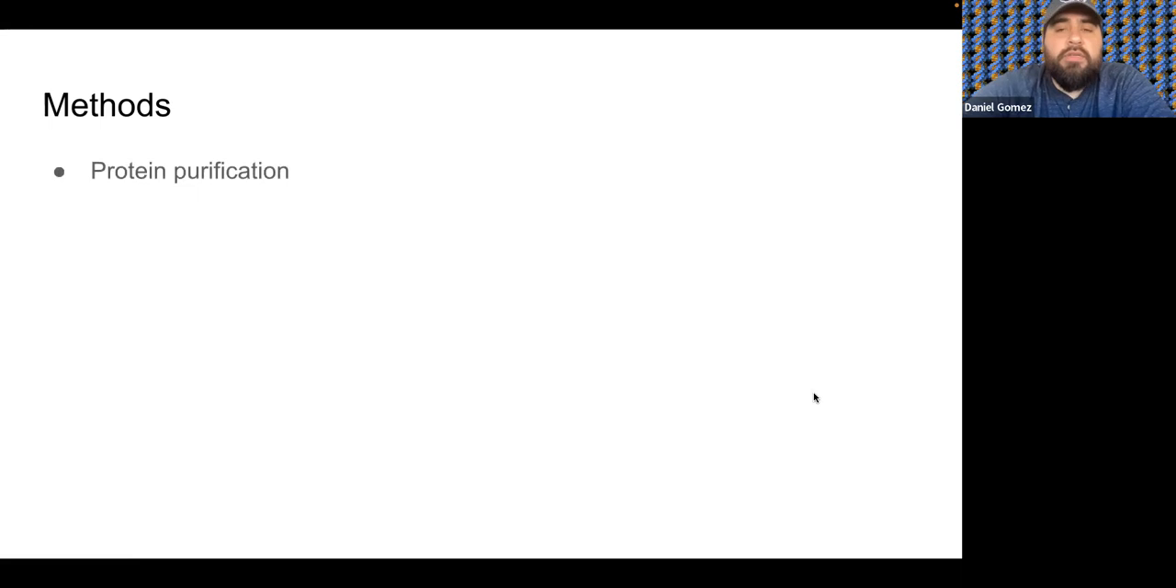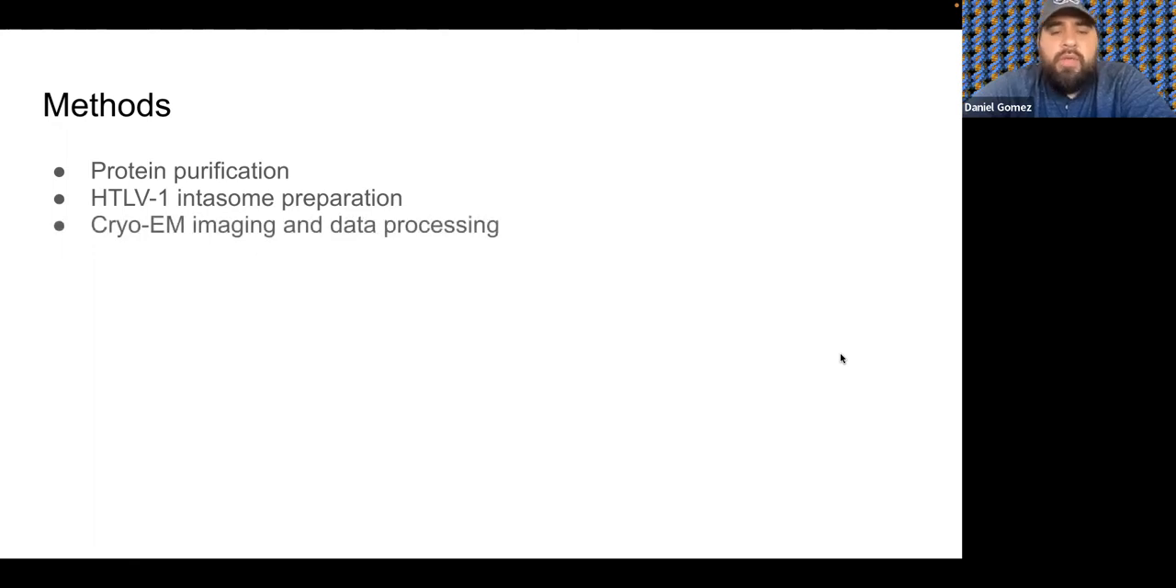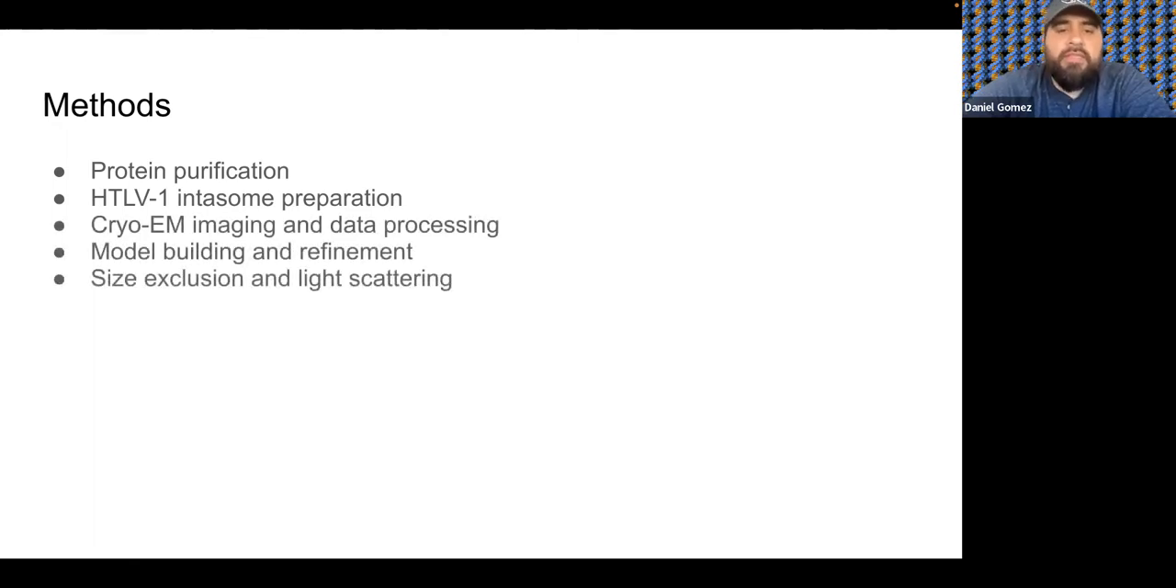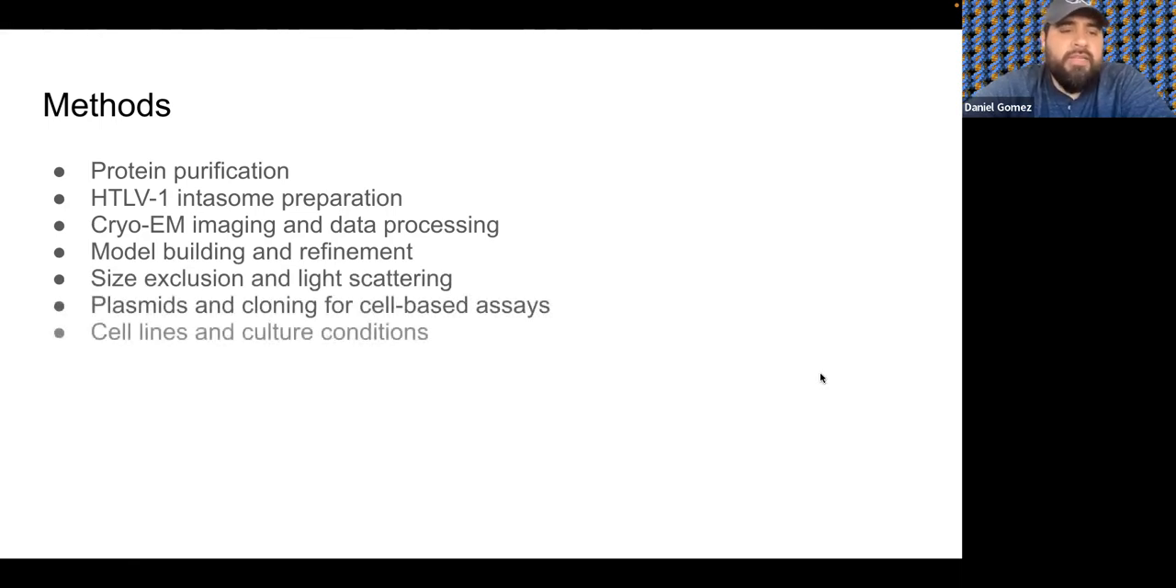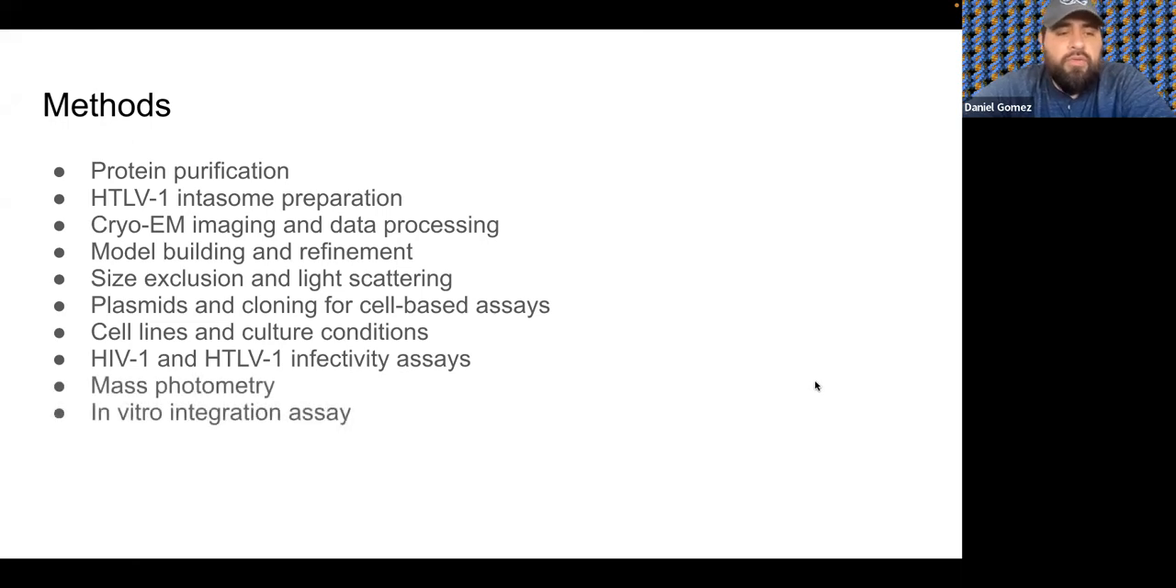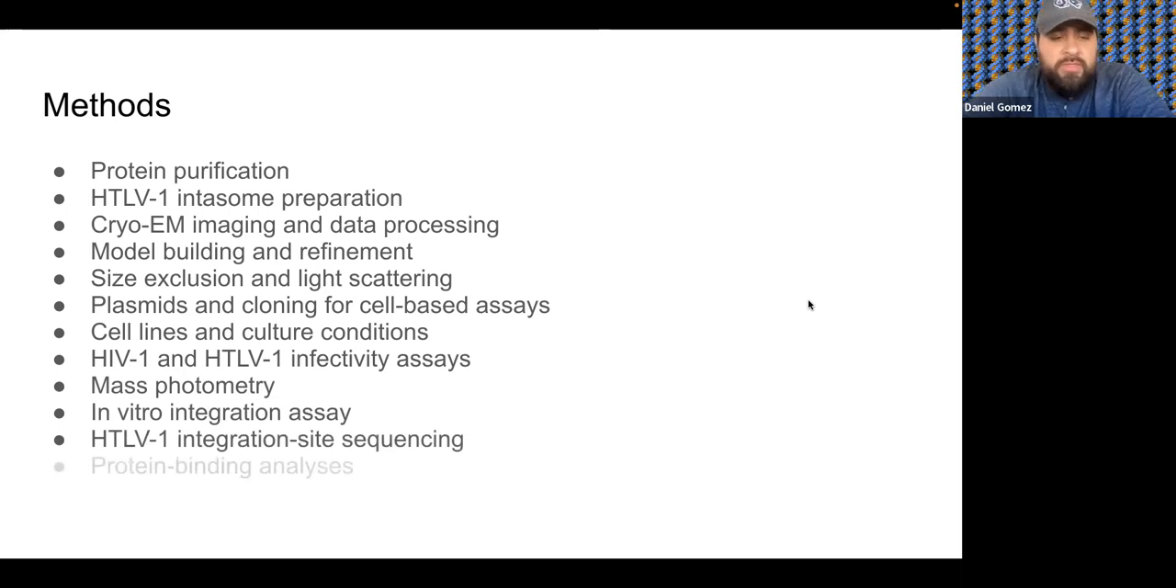Some of the methods in this paper were protein purification, HTLV-1 intasome preparation, cryo-EM imaging and data processing, model building and refinement, size exclusion and light scattering, plasmids and cloning for cell-based assays, cell lines, culture conditions, HIV-1 and HTLV-1 infectivity assays, mass photometry, in vitro integration assay, as well as HTLV-1 integration site sequencing.